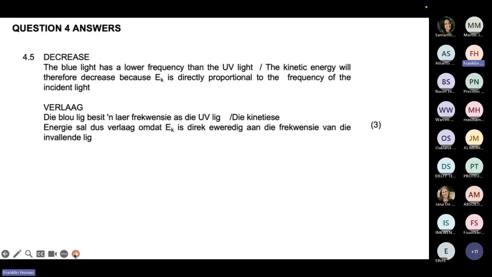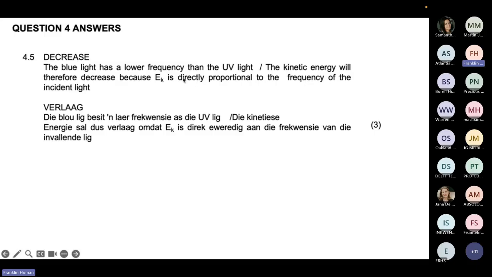Right. Okay. And now finally we got to 4.5. The blue light has a lower, the answer is decrease. The blue light has a lower frequency than the UV light. The kinetic energy will therefore also be less or decrease, because the kinetic energy is directly proportional to the frequency of the incident light. That is a very, very important statement right at the end of this answer over here.